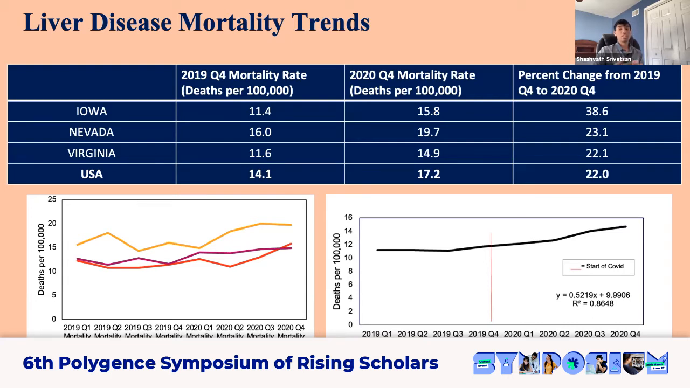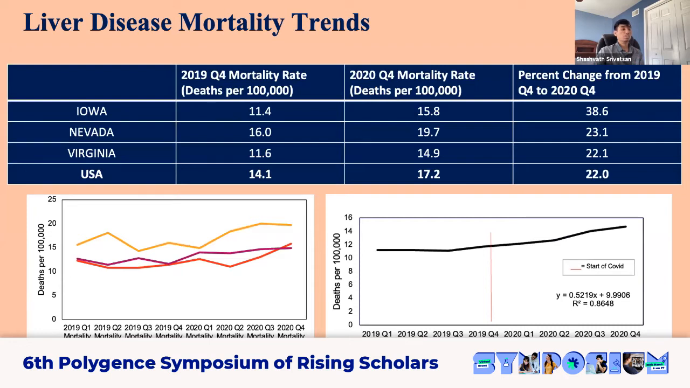When we look at the percent change from 2019 quarter four to 2020 quarter four, we see a big jump. The national jump from 2019 to 2020 is 22%, which is much larger than the expected 4%, which is the general trend that infectious diseases should be following.